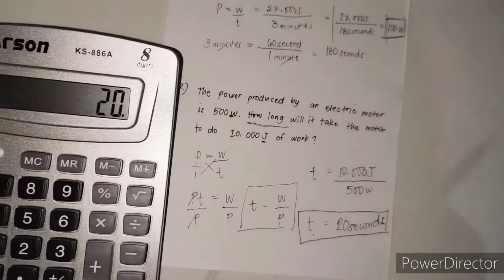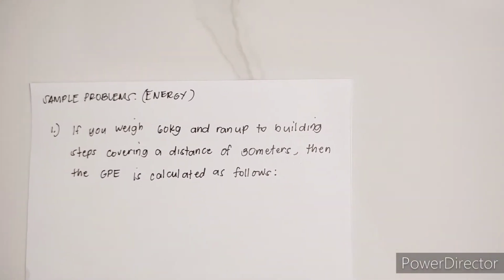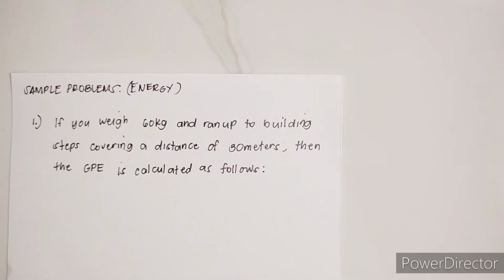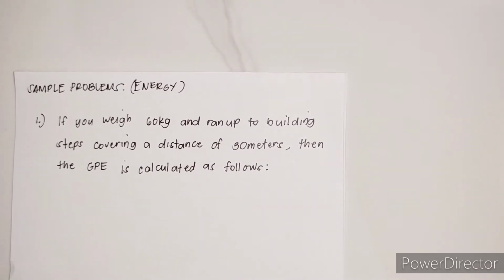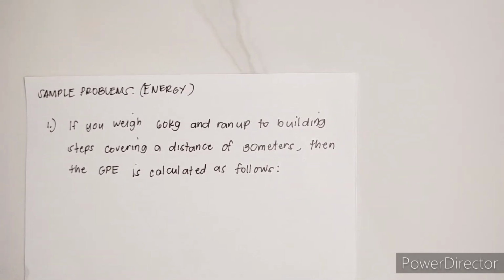Clear. Okay, let's have examples for energy. Dalawang klase tayong energy, potential energy and kinetic energy. The first two examples are examples of potential energy.